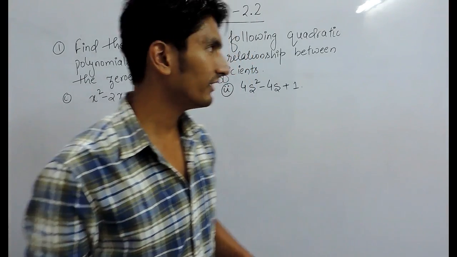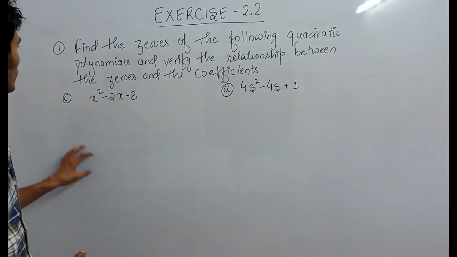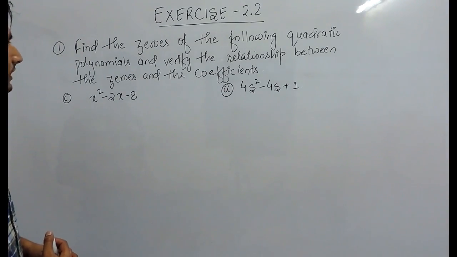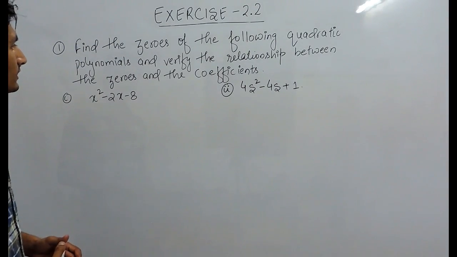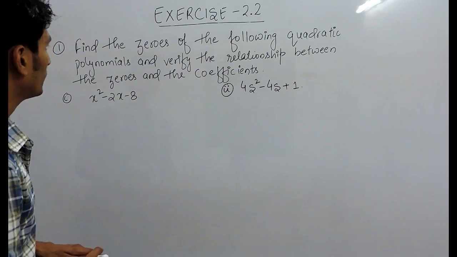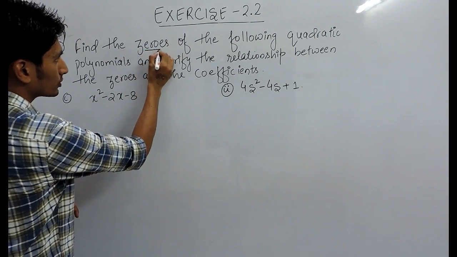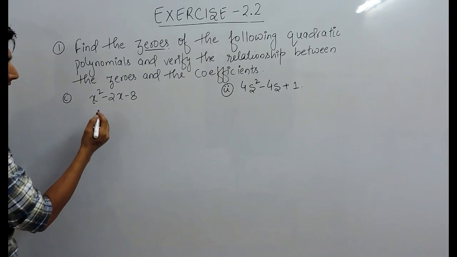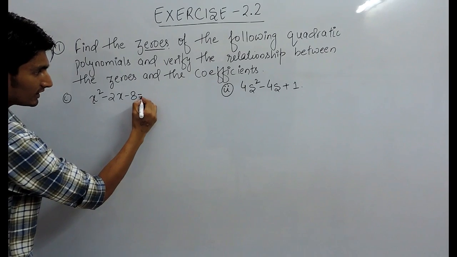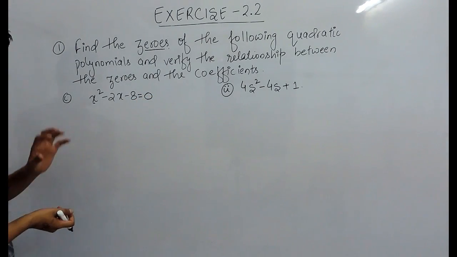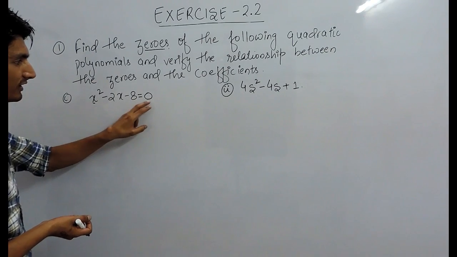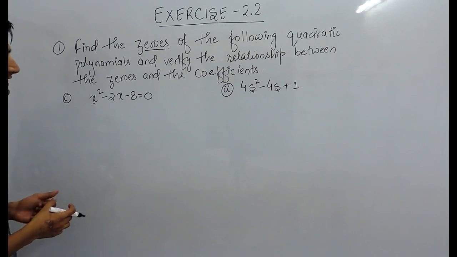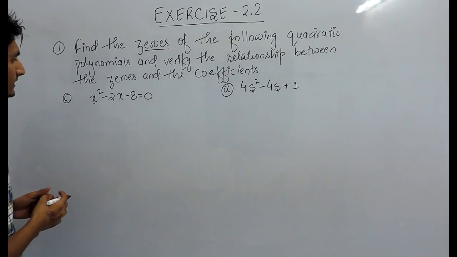Hello everyone, in this video we are starting exercise 2.2 and the first question is: find the zeros of the following quadratic polynomial and verify the relationship between the zeros and the coefficients. First of all, what are the zeros? Zeros are basically the values of x which satisfy this equation. Means when we put those values in this equation, the result will become 0.